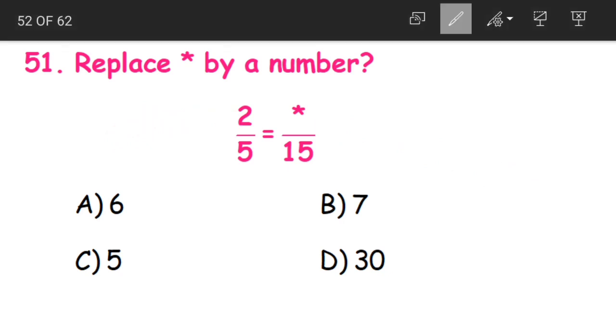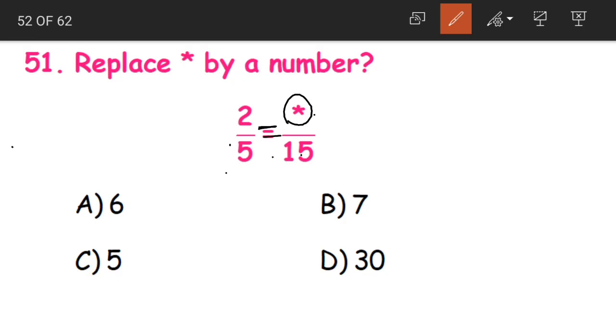Next question 51. Replace star by a number. 2 by 5 is equal to star by 15. What is the given question here? We have to find out the numerator here, children. See, it means that both the fractions are equal. What are the given fractions?